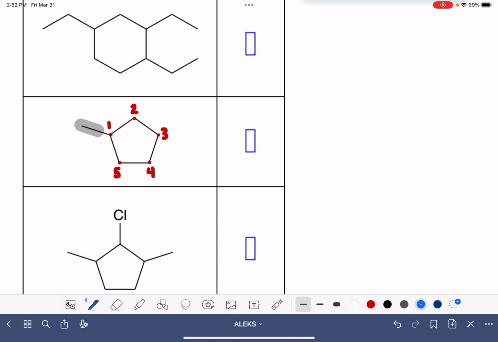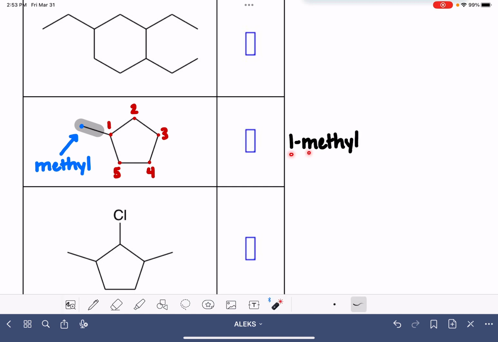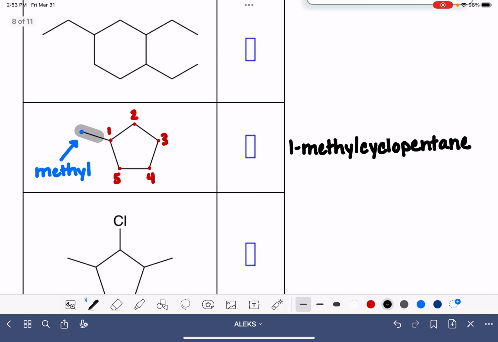Once we have numbered our ring, we've got to figure out the names of our substituents. This is a 1-carbon substituent. 1-carbon substituents are called methyl. And now we're ready to put the molecule's name together. We're going to locate the substituent. It's on carbon number 1. We're going to name the substituent. Its name is methyl. We always separate numbers from letters with dashes. There's no spaces anywhere in there. It's just 1-methyl. And once we've got all of our substituents located and named, we are going to name the parent chain, which in this case is a cyclopentane, a 5-membered ring. Just like that.